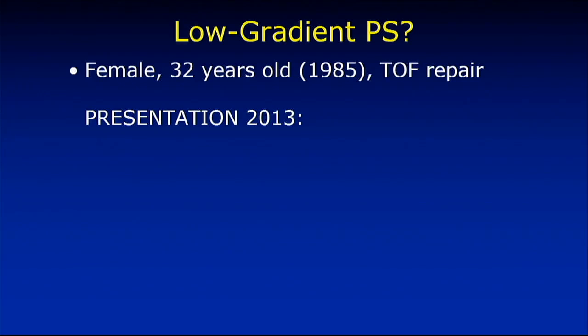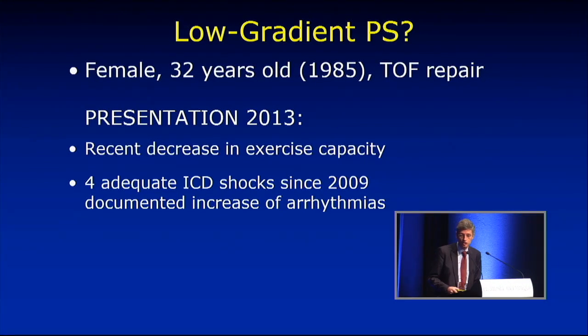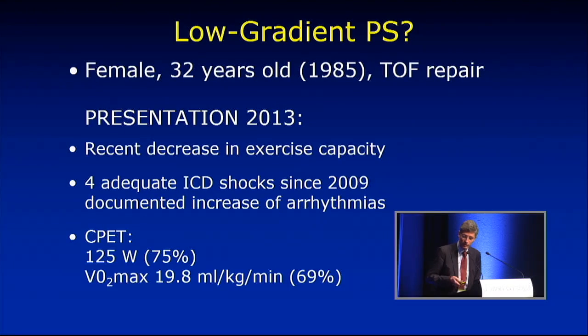Now, when she presented to us in 2013, she had a recent clear decrease in exercise capacity. That's what she reported. She had 4 adequate ICD shocks since 2009, and with the ICD, it was possible to actually look at the arrhythmia frequency, and there was a documented recent increase in arrhythmias. By exercise testing, she had a moderately decreased exercise capacity, 75% of expected, and a decreased VO2 max with 69% of expected. And she had a markedly elevated NT-proBNP of 1,800.